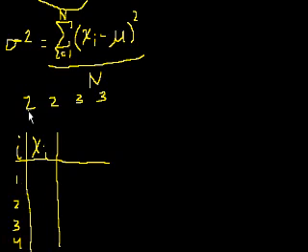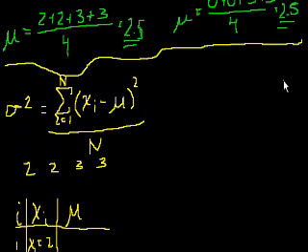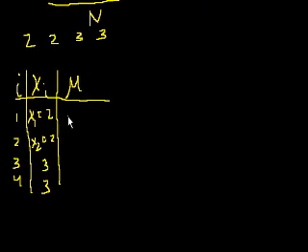But anyway, x sub 1 is equal to 2. x sub 2 is equal to 2. x sub 3 is equal to 3. I'll stop writing this equal thing. x sub 4 is equal to 3. Right? What's the mean? Well, we figured out the mean up here. We just took these numbers and added them and divided by 4. The mean is 2.5. The mean is 2.5.